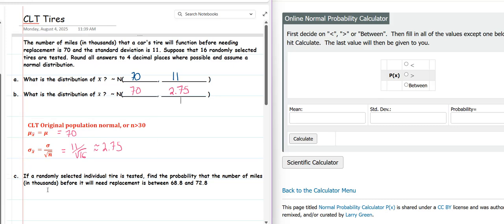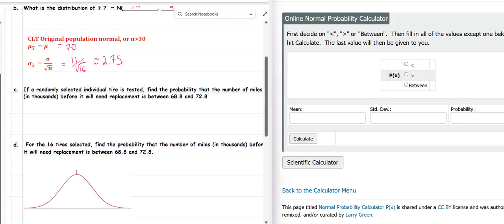If a randomly selected individual tire is tested, find the probability that the number of miles in thousands before it will need replacement is between 68.8 and 72.8. Okay, so this is a question about a single individual tire, so we need to use the distribution for the original population. So we want the probability that X is between 68.8 and 72.8.